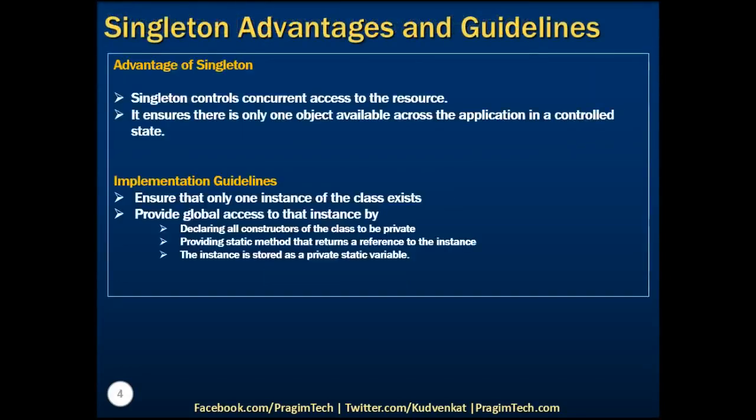Concurrent access to the resource is well managed by Singleton design pattern. As part of the implementation guidelines, we need to ensure that only one instance of the class exists by declaring all constructors of the class to be private. Also, to control the Singleton access, we need to provide a static property that returns a single instance of the object. Now let's flip to Visual Studio and see this in action by implementing a Singleton class.